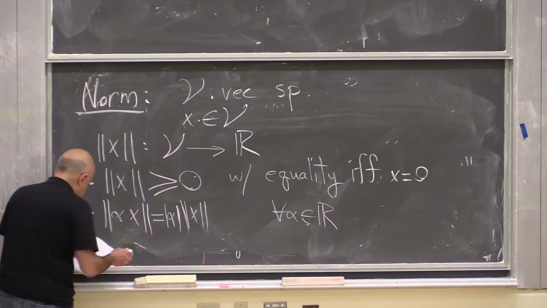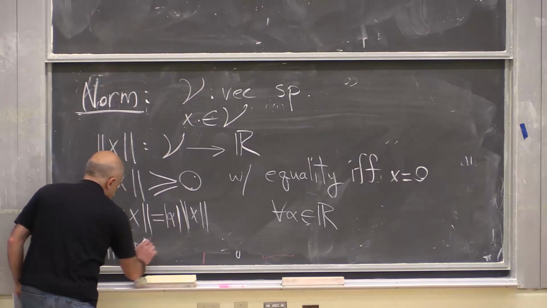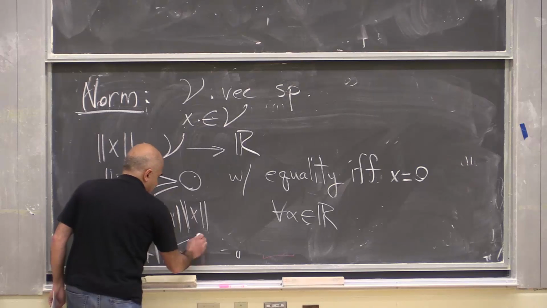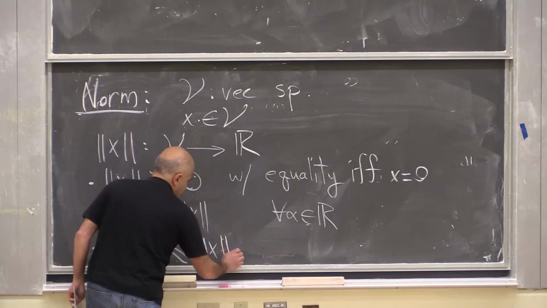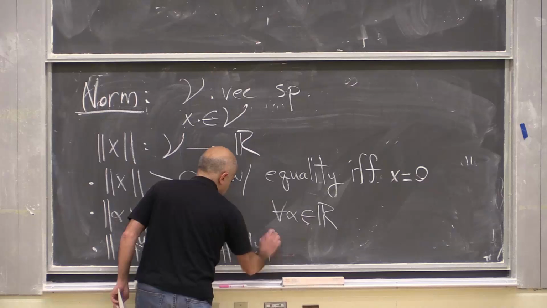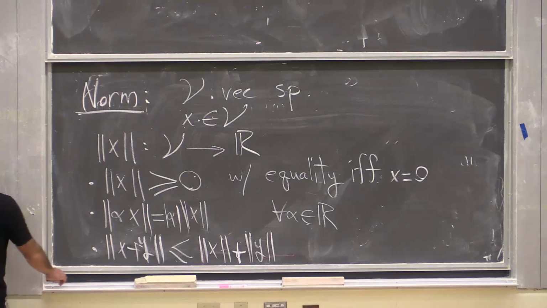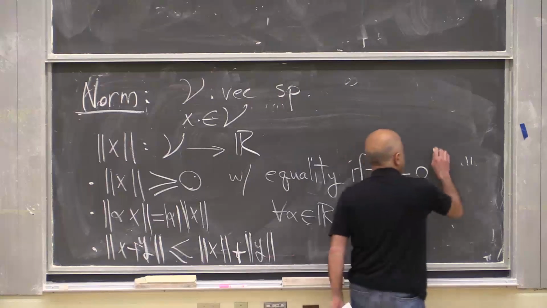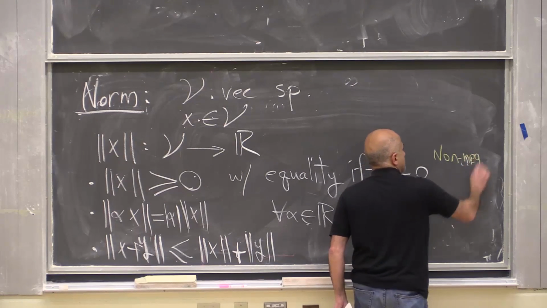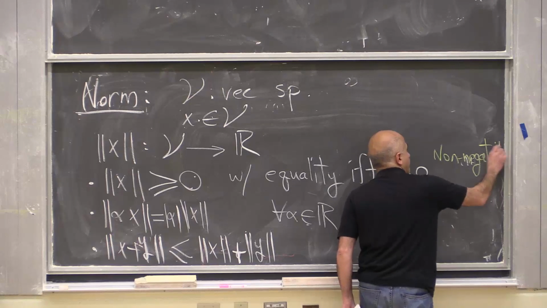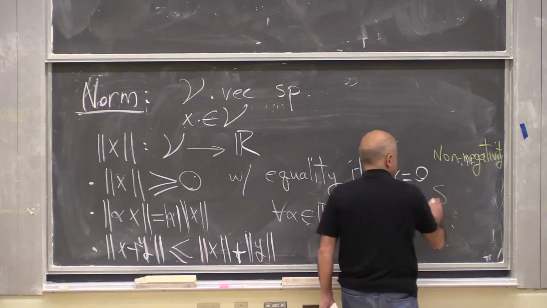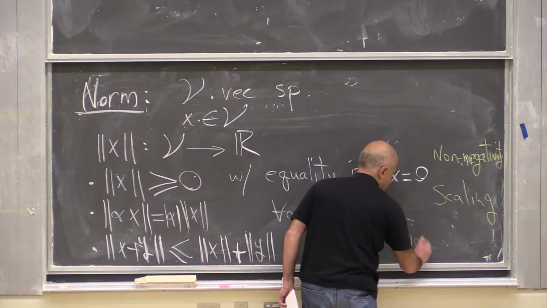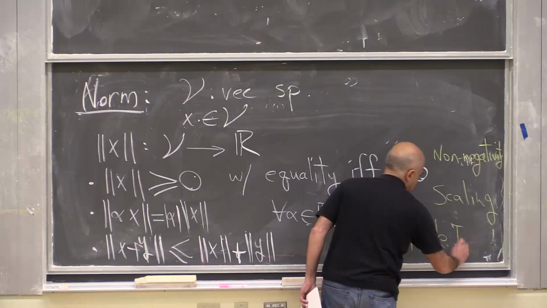And the other property is if I take the norm of the sum of two vectors in my space, that's less than or equal to the sum of the individual norms. Now, each of these has a name. This is, of course, non-negativity. The second one is the scaling property. And the last one you told me last time is the triangle inequality.